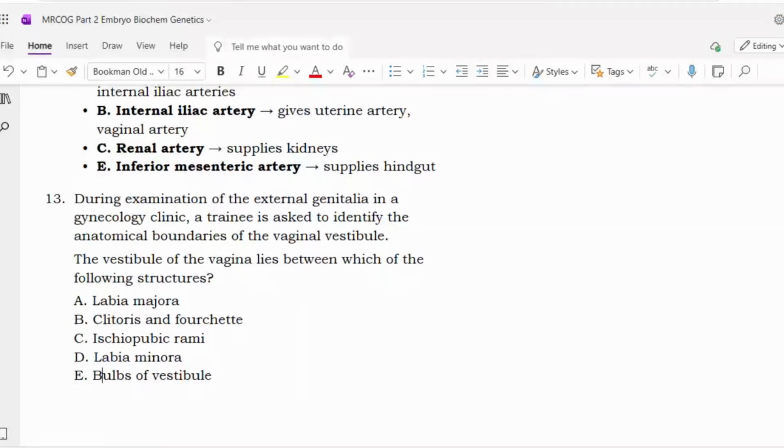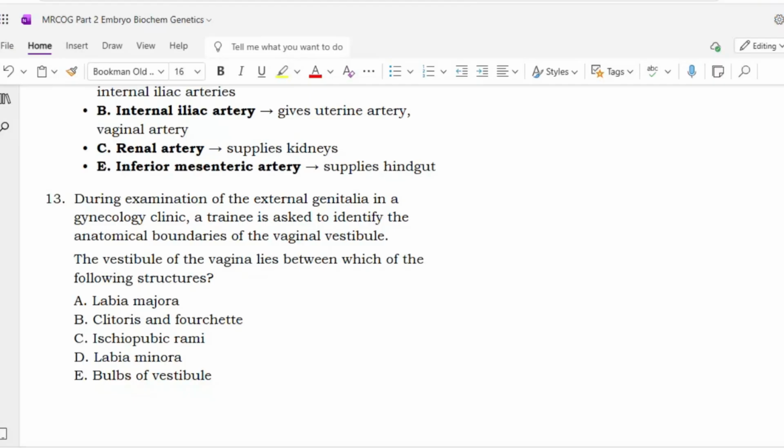During examination of the external genitalia in the gynecological clinic, a trainee is asked to identify the anatomical boundaries of the vaginal vestibule. The vestibule of the vagina lies between which of the following structures? Labia majora, clitoris and the fourchette, ischiopubic rami, labia minora, and bulbs of the vestibule. Sir, option B, clitoris and the fourchette.